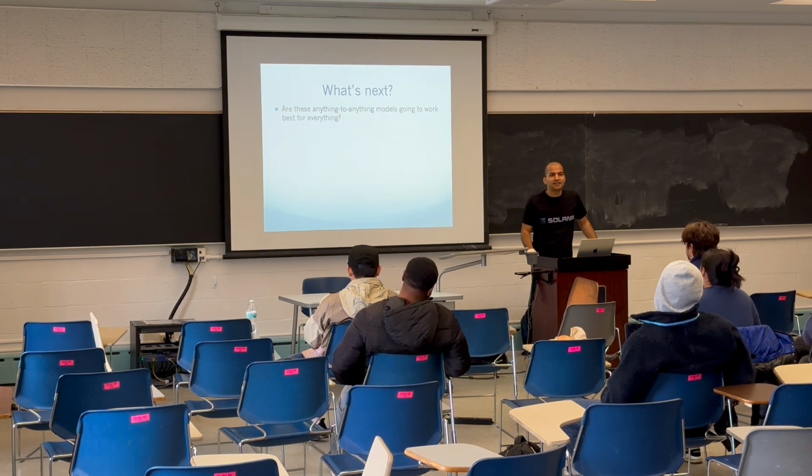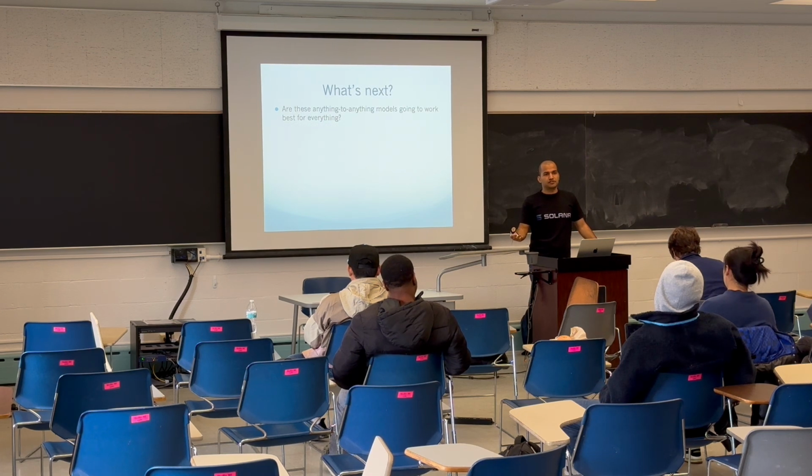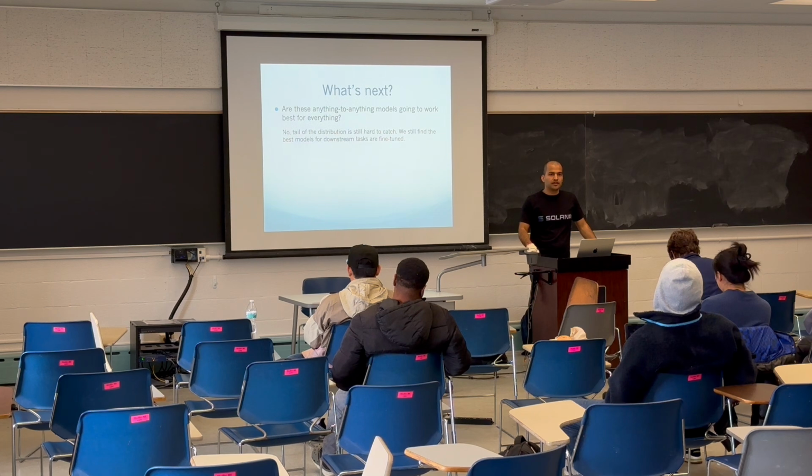Yeah, exactly. So it would be jack of all trades, but if you wanted to do something very specific like machine translation, maybe it's not best at that. But what it can be best at is generating meaningful representations for everything. And then you can use those representations to do fine tuning on whatever task you care for. So that's the hope. So the tail of the distribution is still hard to catch, and we still find the best models for downstream tasks are fine tuned.